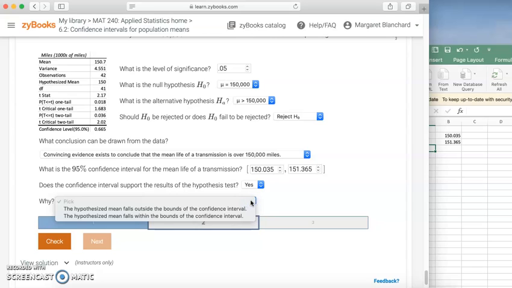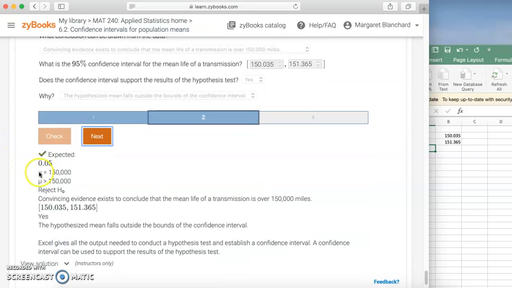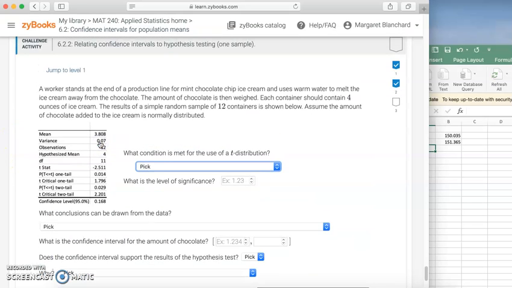And it says why? It says the hypothesized mean falls outside of the bounds of the confidence interval or it falls within. Well, we just said it falls outside. So that is why it supports that finding. But again, I do caution you against using the confidence interval for a one-tailed test. It can be a little more confusing than using it for a two-tailed test. All right, let's check our answers. Green check mark. Let's go to part 3.